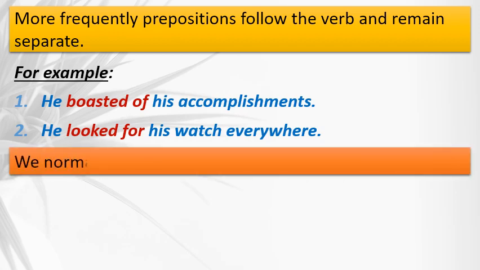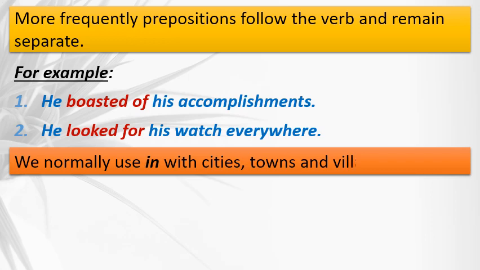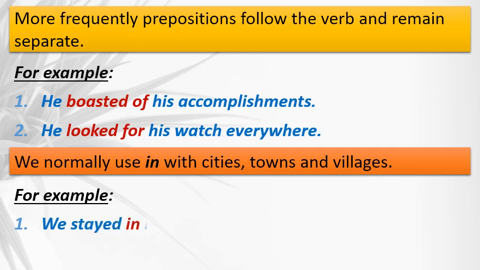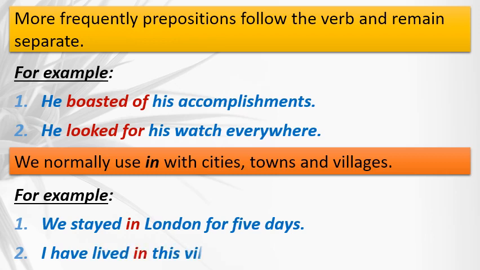Now let us see rule number 3. We normally use in with cities, towns and villages. To clarify it, let's see some examples. Number 1, we stayed in London for 5 days. Number 2, I have lived in this village all my life.